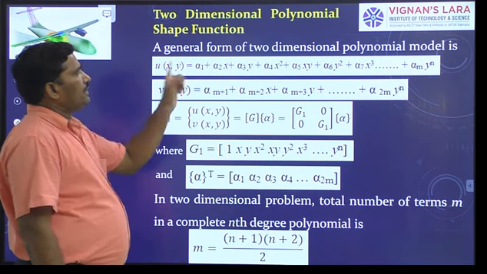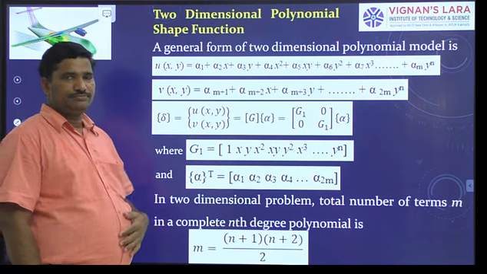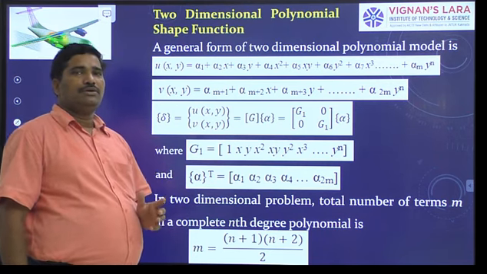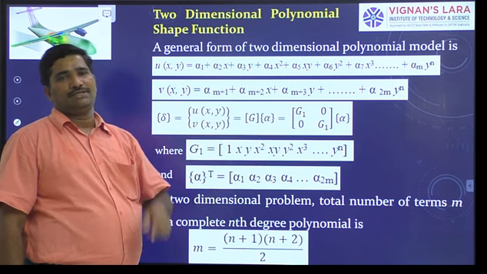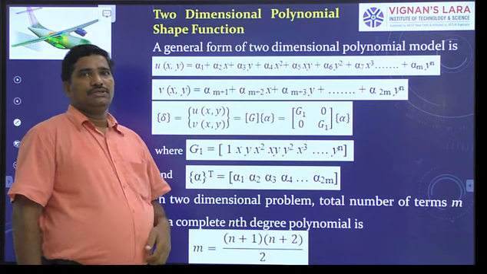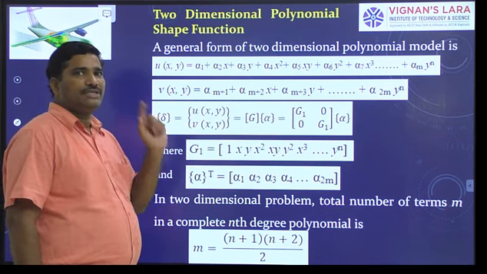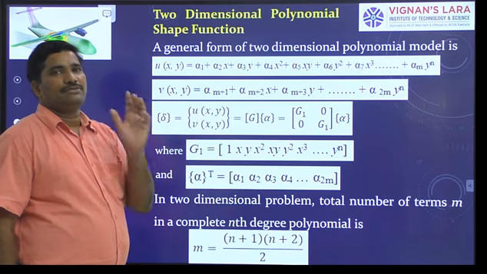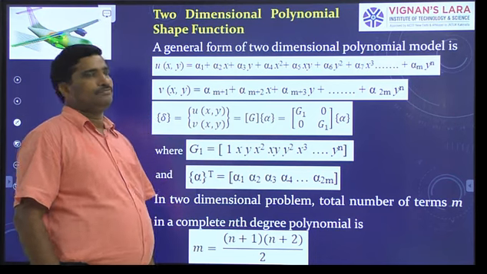So now, general form of the two-dimensional polynomial. We see here. We have completed the polynomial of order n in one dimension. A polynomial of variable x. Now we shall see polynomial of variables x and y. A polynomial in 2 dimensions, x and y.